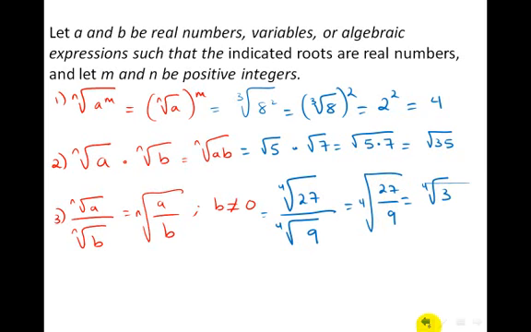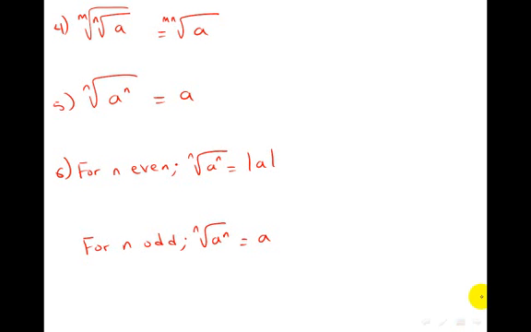Okay, these are the first 3 examples. Let's see more properties and examples. Okay, the fourth one is the mth root of the nth root of a. You can multiply both of the roots here, m times n. Let's say that you have cube root of square root of 10. Here you can multiply the 2 with the 3 and it will be 6th root of 10.